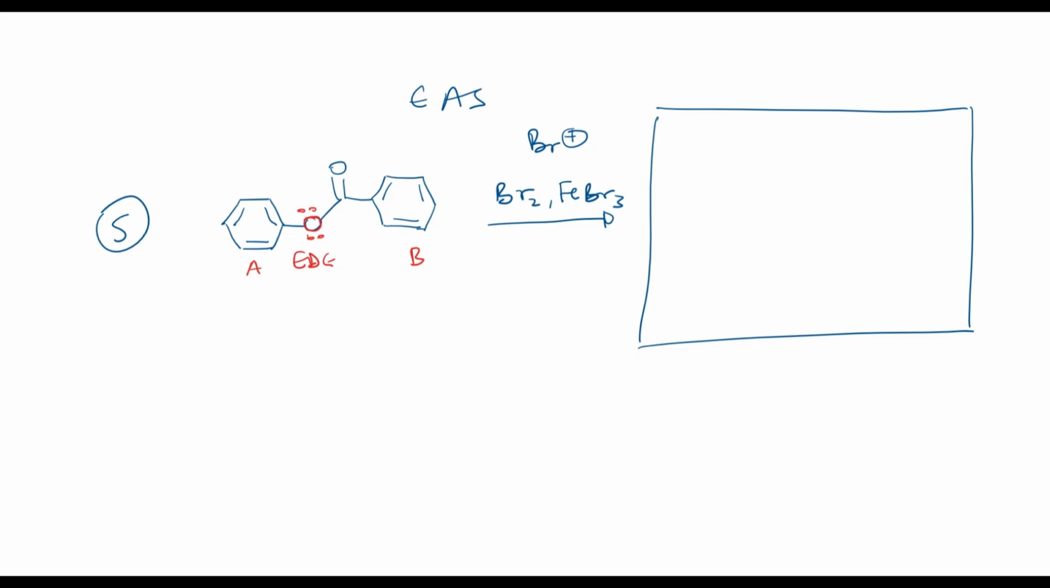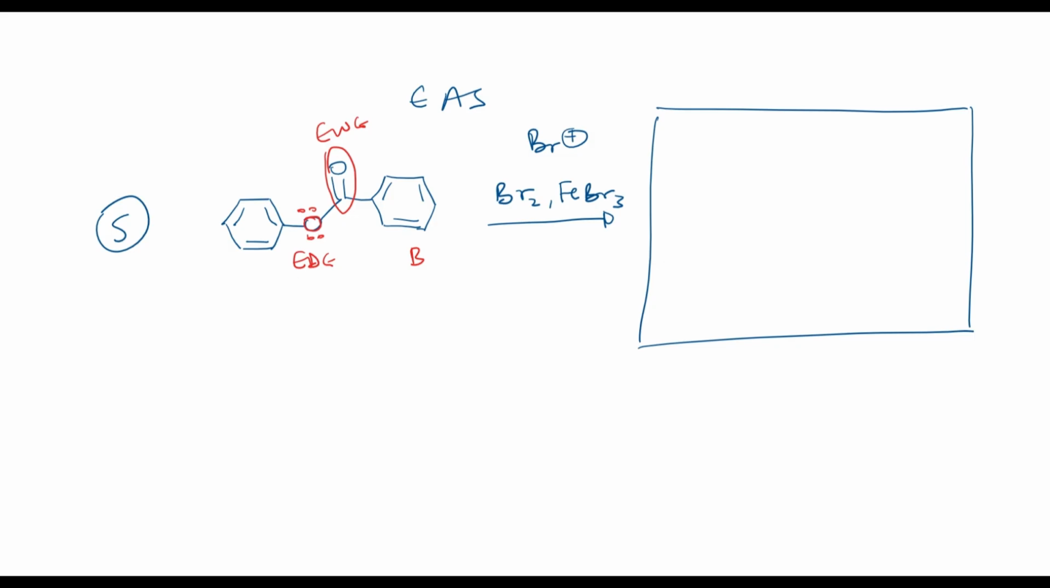On ring B, the atom directly attached to that ring is a carbon, which doesn't have any lone pairs. And that carbon is doubly bonded to an oxygen, and the carbonyl group is an electron withdrawing group. On the EAS chart, an electron donating group is higher than an electron withdrawing group, and the higher group usually will activate the ring. So this means that the bromonium ion is going to be attached to ring A.